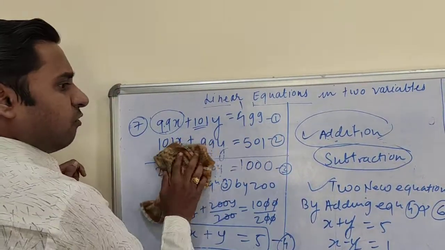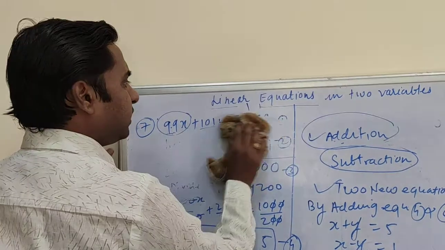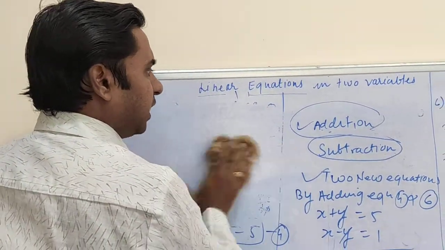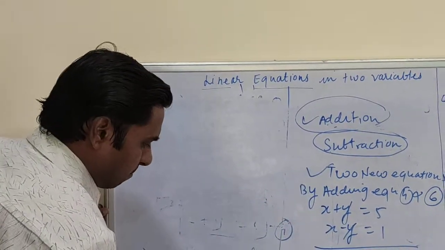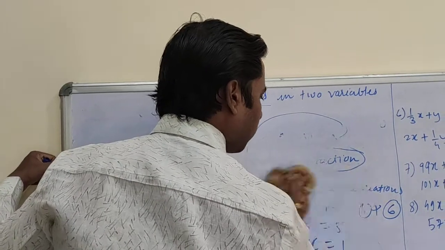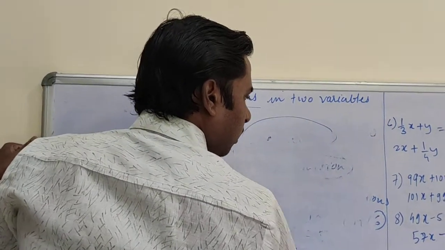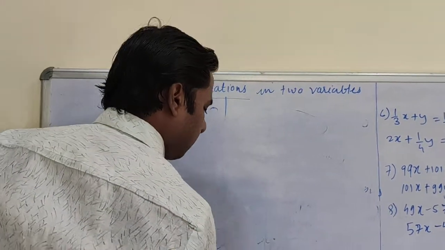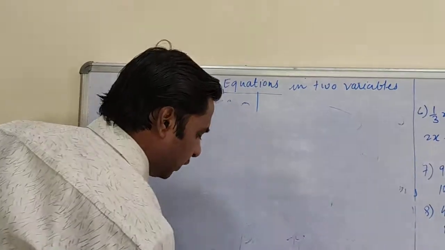Now next one is 49x minus 57y is equals to 172, and 57x minus 49y is equals to 252.